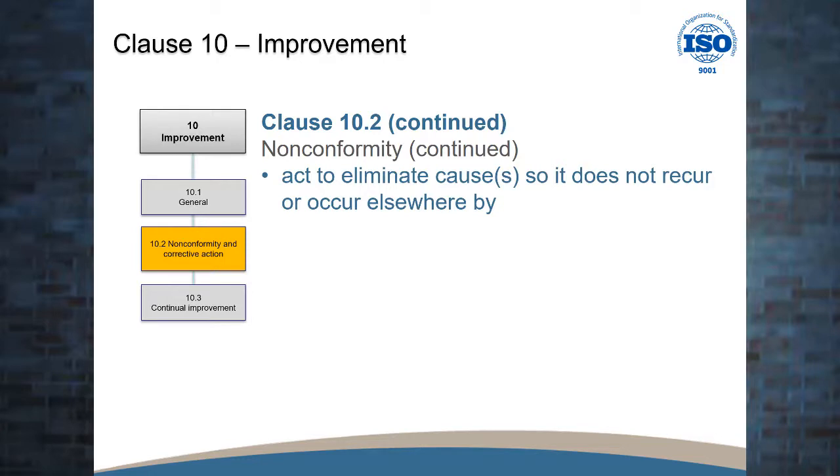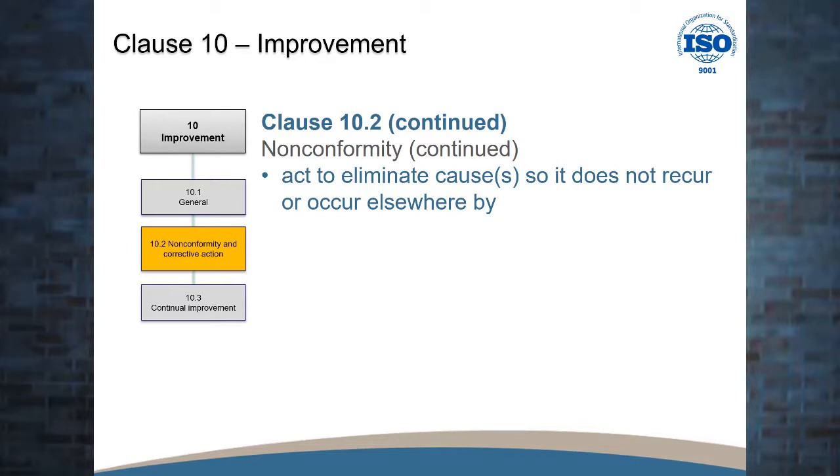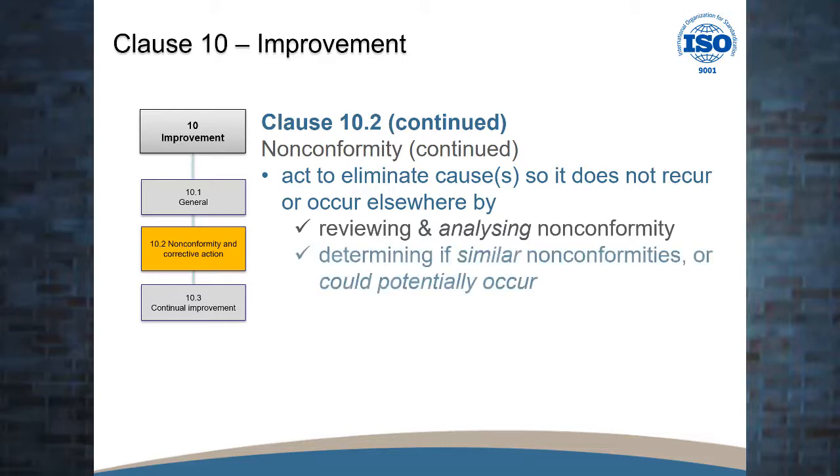To continue, we have to act to eliminate the cause or causes so it does not recur or occur elsewhere, which I like that, or occur elsewhere. That's something that in the TS 16949 standard was referred to as the corrective action impact. So the idea is, let's contain, eliminate the causes, and then make sure that it doesn't occur in other places by reviewing and analyzing the nonconformity, determining if similar nonconformities could exist or could potentially occur.